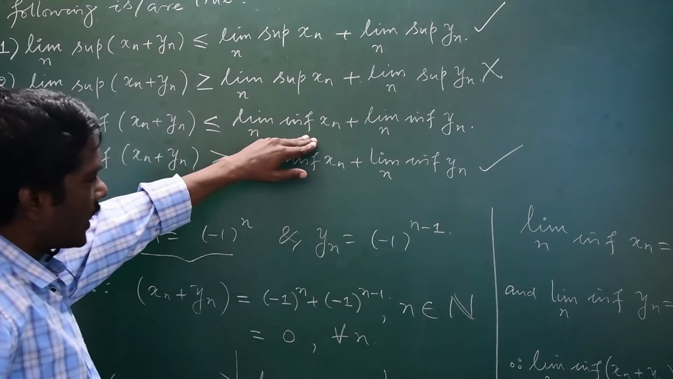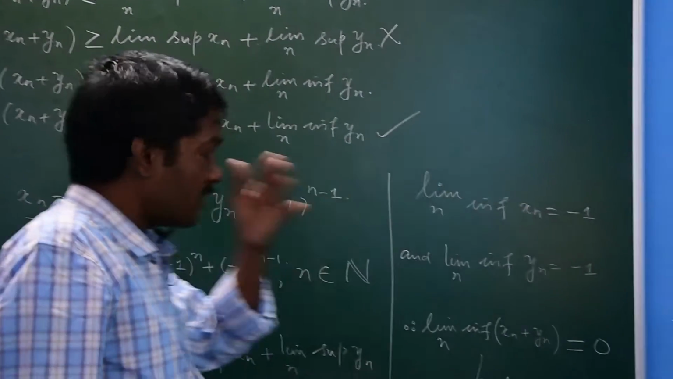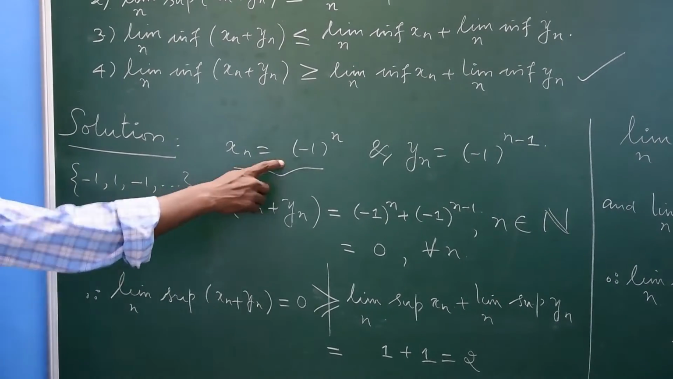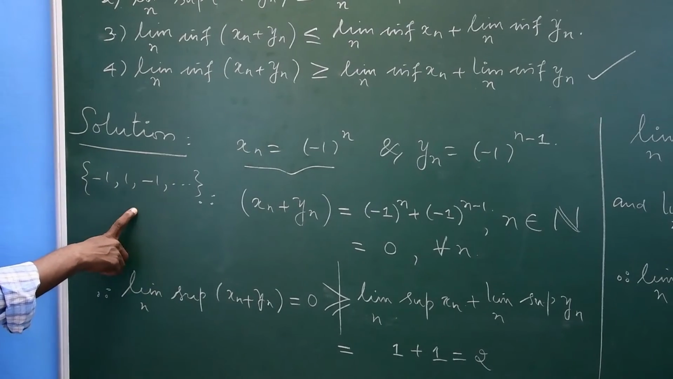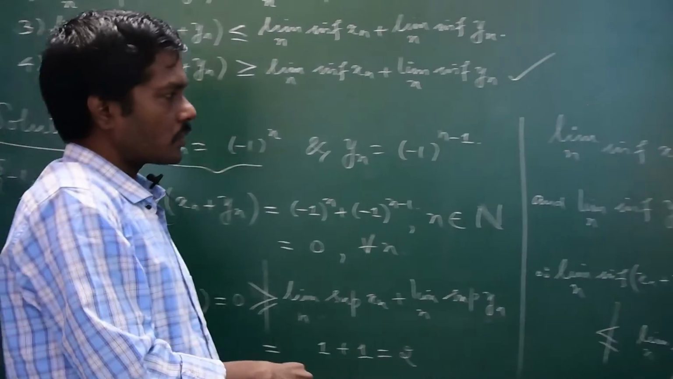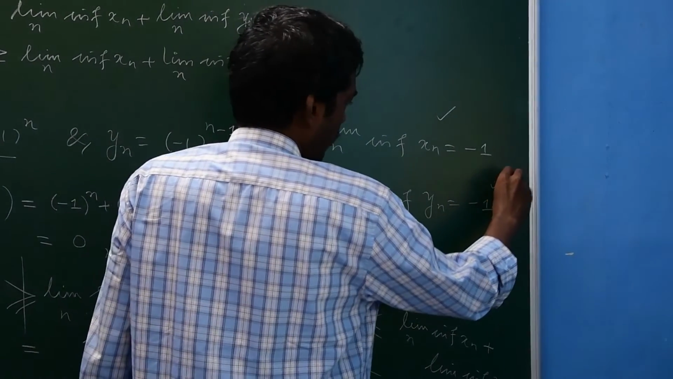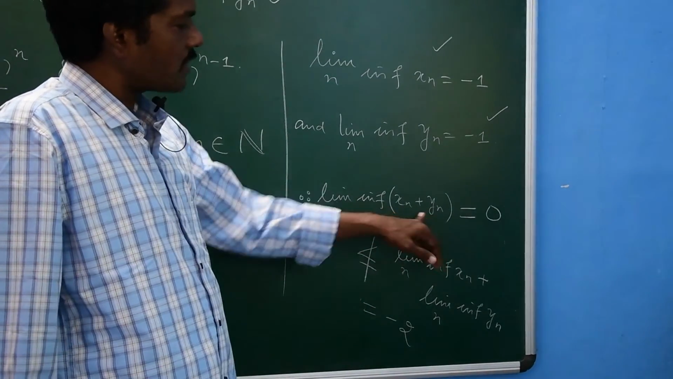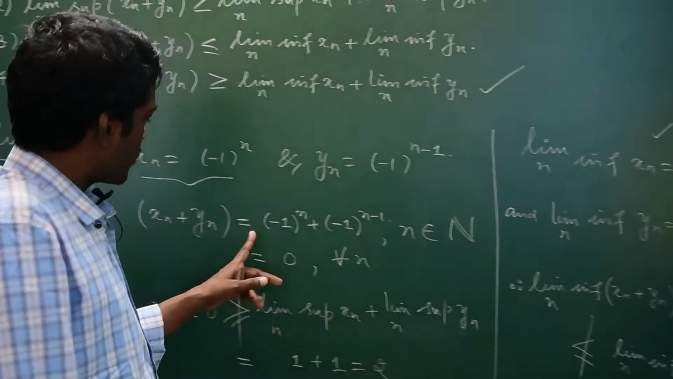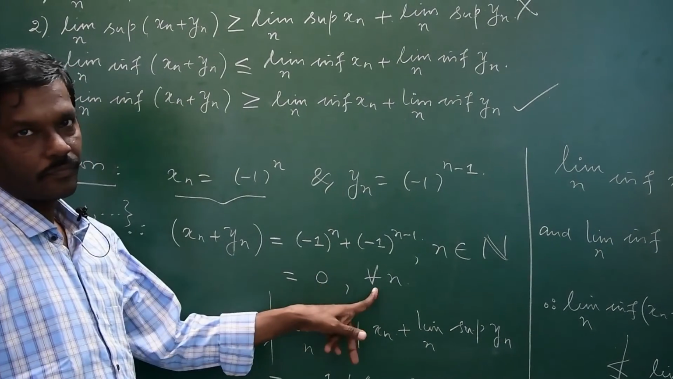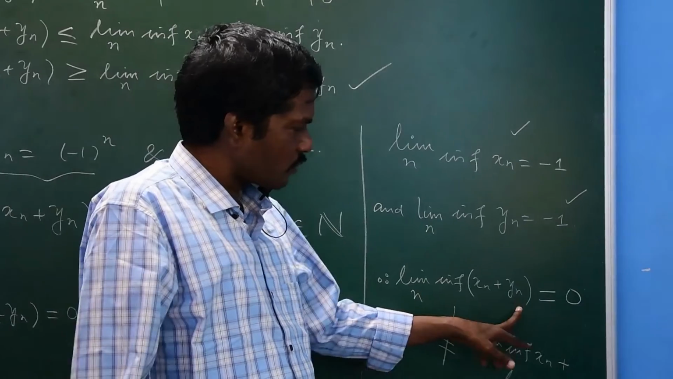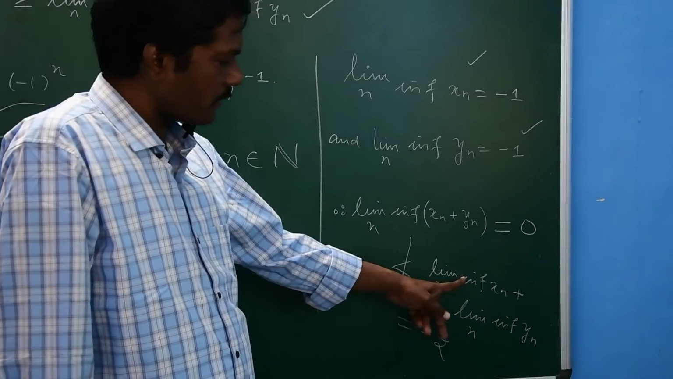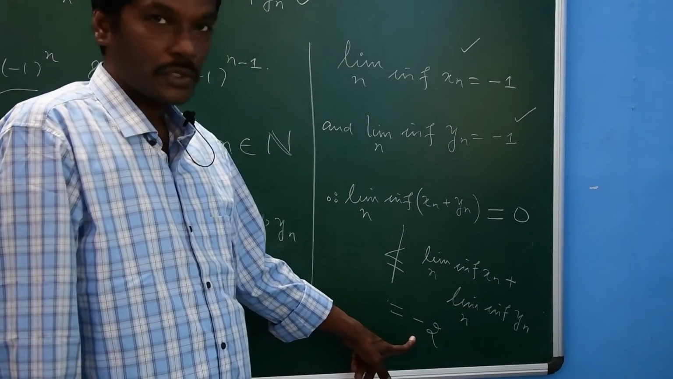Likewise, you find the limit infimum of xn. What is the limit infimum of xn? When you consider the terms of the sequence xn, limit infimum is minus 1. So limit infimum of xn is minus 1 and limit infimum of yn is also minus 1. But limit infimum of xn plus yn is equal to 0, because xn plus yn is equal to 0 for all n. So limit infimum of xn plus yn is equal to 0, which is less than or equal to limit infimum of xn plus limit infimum of yn. This is minus 1, this is minus 1. Minus 1 minus 1 is minus 2.